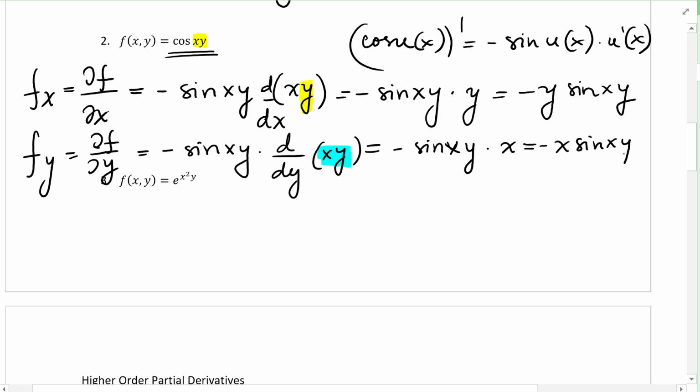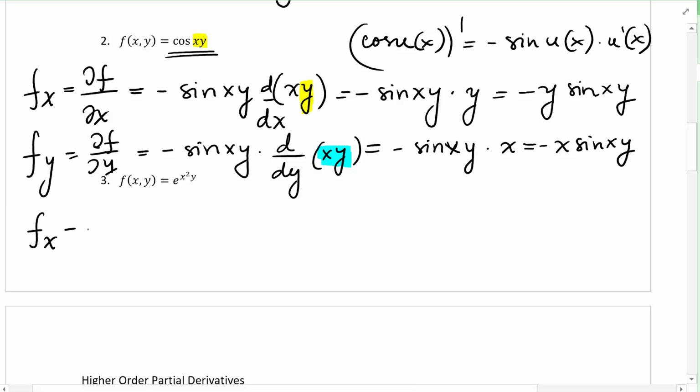So when we differentiate with respect to x, we consider y a constant. When we differentiate with respect to y, we consider x a constant. And we can do the third problem. The third problem is we want to find the derivatives of the function e to the x squared y.